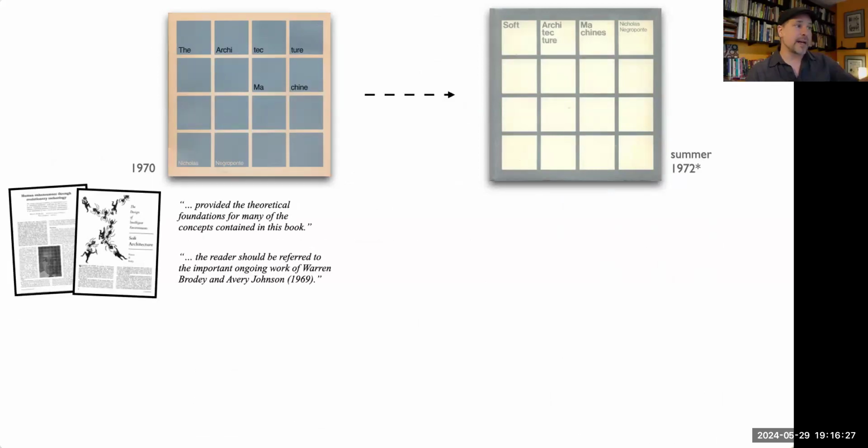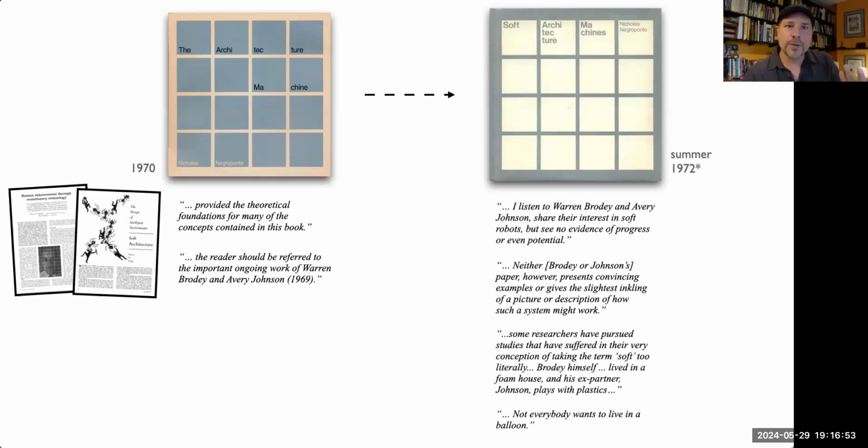So Negroponte, in fact, in his first book says, "Warren Brody provided the theoretical foundations for many of the concepts contained in this book." And also later he says the reader should be referred to the important and ongoing work of Warren Brody and Avery Johnson. This was fascinating to me because I'd never heard of Warren Brody, but of course, Negroponte has been incredibly influential in technology and also in architecture. The interesting thing is when I looked back at Soft Architecture Machines just a few years later, the quotes about Brody in this book are very different.